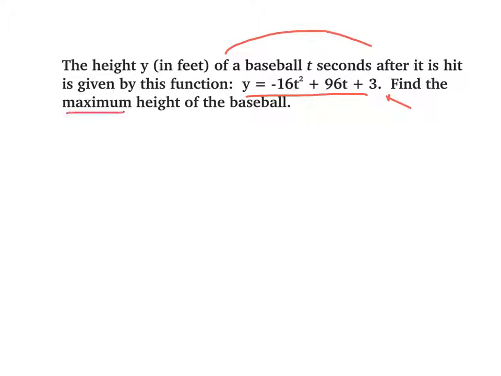So I need the maximum. Now think about what the maximum is. The maximum height is the vertex. So it's up here. It'd be the vertex of that parabola right there. So I'm going to do just what I just did. I'm going to try to find the vertex form. So I'm going to factor out negative 16 because I need the t by itself. Negative 16 goes into negative 96. I don't need a plus sign right there. Negative 6 times t. I'm going to leave this 3 just sitting out here like I did a minute ago.